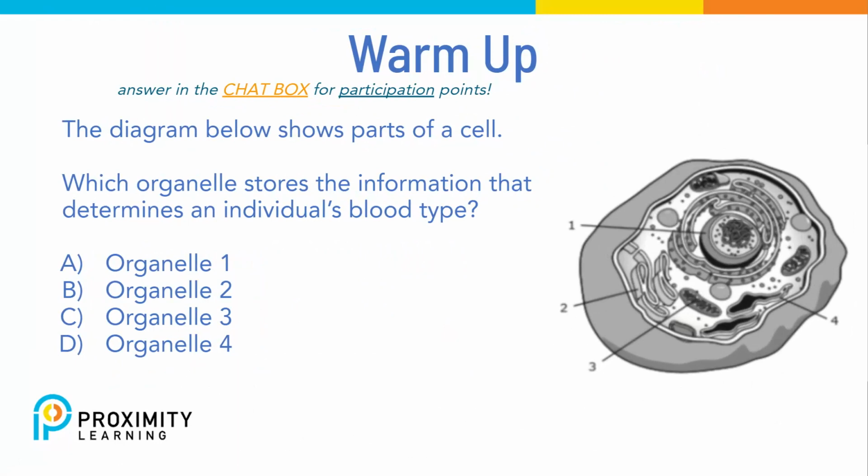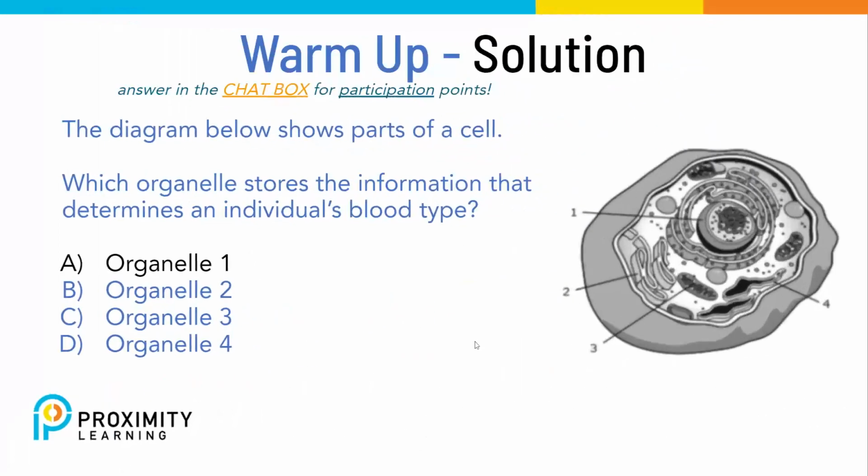All right, for our warm-up, you'll type your answer in the Zoom chat. The diagram below shows parts of a cell. Which organelle stores the information that determines an individual's blood type? So I'll pause for you to think. If you chose organelle 1, you are correct. Now, would you happen to know what that organelle is? So let's discuss that further today.